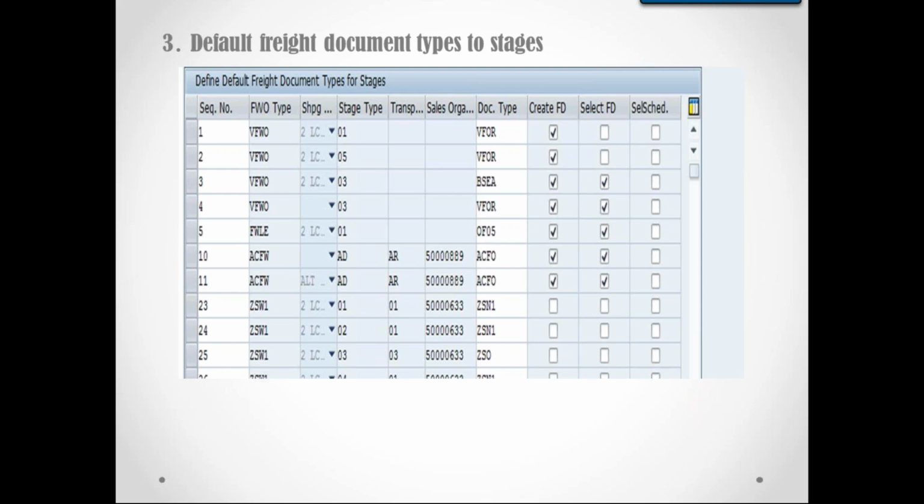So from this forwarding order I'm creating another document, and on the second stage 05 I'm creating another freight order. Yes. So for each and every stage we have to represent one freight order. One forwarding order can contain at most 5 freight orders. Maximum 5? Yeah, maximum 5.